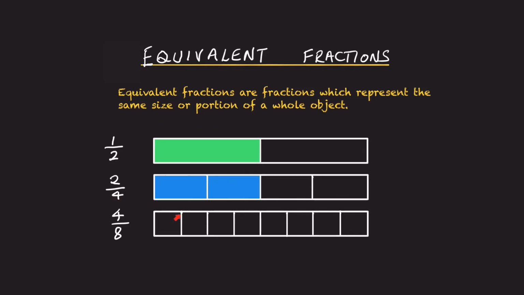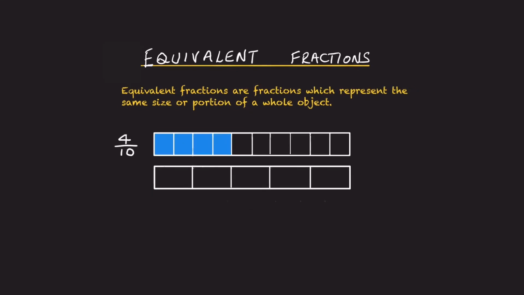Now let's look at the third rectangle. It's again exactly the same size as the other two, but this time it's been divided into 8 pieces. And what I'm going to do is colour 4 of those pieces, so the fraction coloured will represent 4/8. And as you can see, the third one is exactly the same size as the second one, which is exactly the same size as the first one. So all the coloured parts represent the same proportion, they all represent the same fraction. So 4/8 is equivalent to 2/4, which is equivalent to a half.